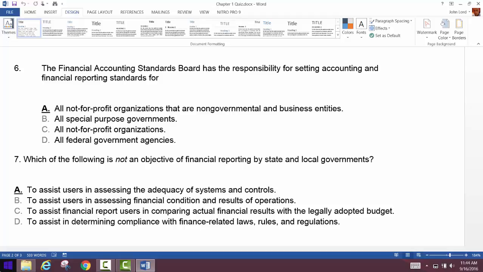Now, you say, okay, so are we going to get into a whole raft of accounting standards for governmental not-for-profit? No. What GASB pretty much says to the governmental not-for-profit organizations is do everything the state and local governments do. So they simply have them follow the state and local government stuff that we're going to be learning in here, right? So all not-for-profit organizations that are non-governmental and business entities follow whose standards? FASB standards. Okay, good.